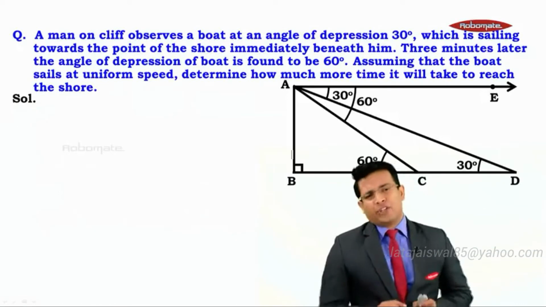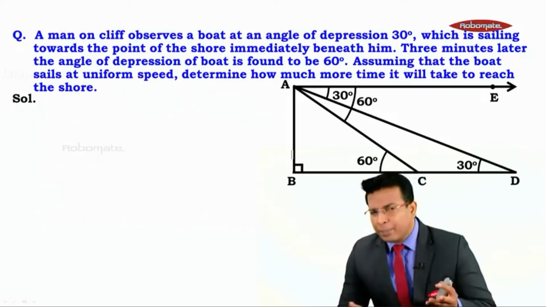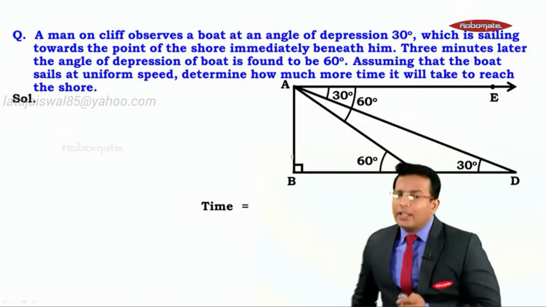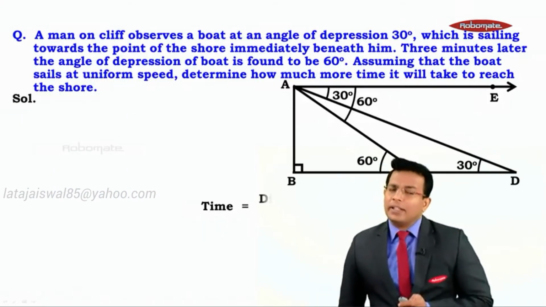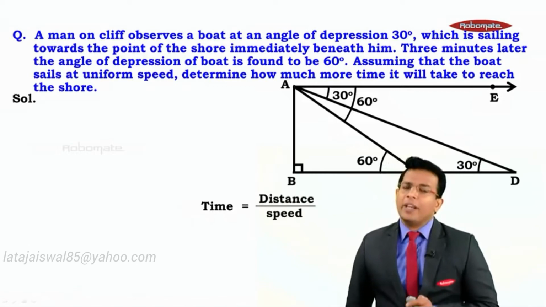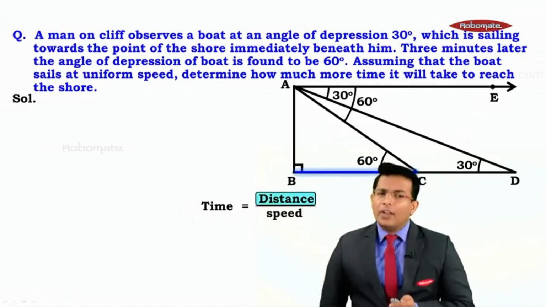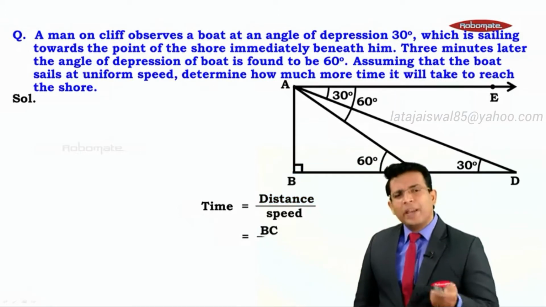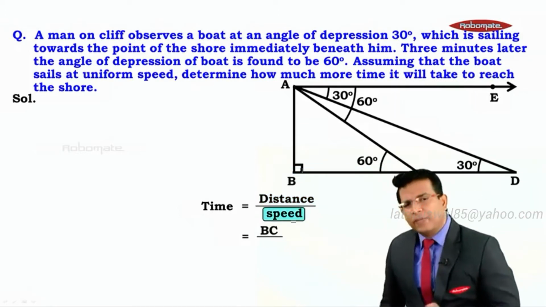I give you all the information there, the angles which are given, the angle of depression, and we said we somehow need to think about that CD. We know that we need to get the time, that is time is equal to distance upon speed. Now when we talk about BC, we need to get the length of BC and the speed. We don't know the speed.